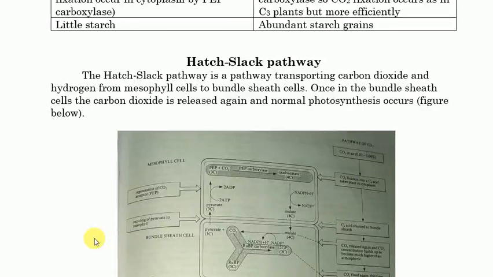Welcome back, friends. In the previous video we discussed the anatomy of C4 plants, the mesophyll, and the bundle sheath cells with chloroplasts. So in this video I want to discuss the Hatch-Slack pathway and all about C4 photosynthesis.